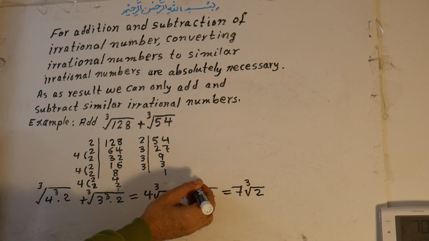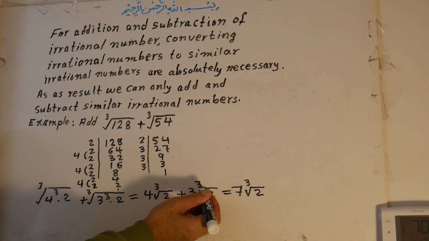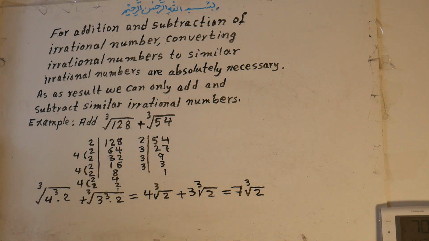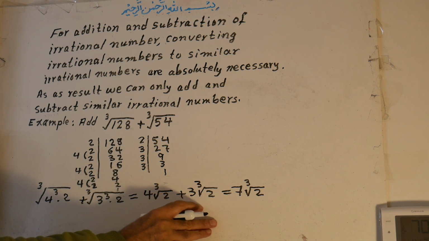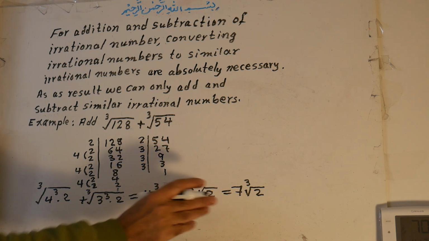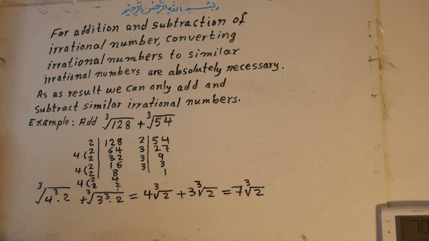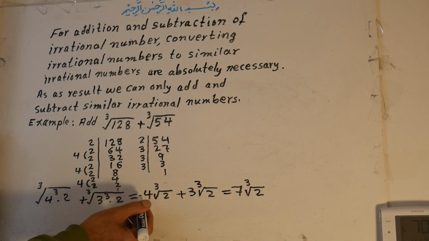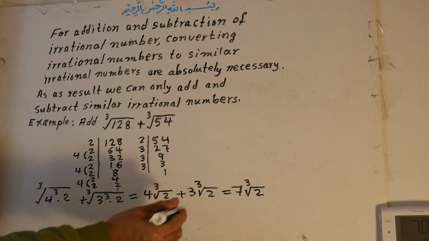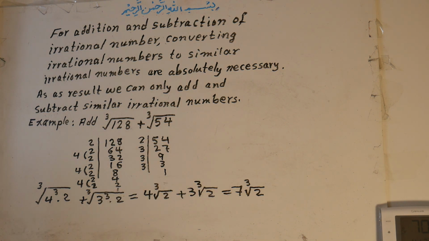Now 3 plus 4, because this is 2 under the cubic root and this is also 2 under the cubic root, they are similar irrational numbers. So this is equal to 3 plus 4, which is 7, 2 under the cubic root, or the cubic root of 2 times 7.